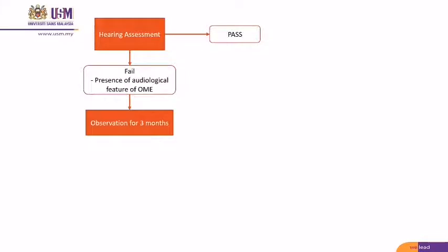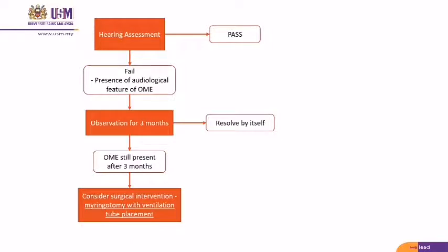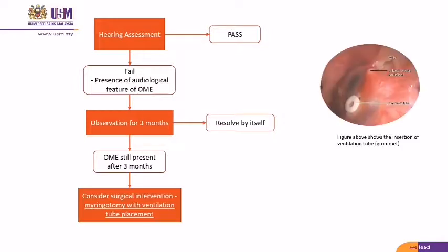If it resolves by itself, then it's fine. However, if the OME is still present after 3 months, the ENT needs to consider surgical intervention, which is myringotomy with ventilation tube placement. Myringotomy is an invasive procedure where the surgeon makes an incision in the tympanic membrane for the purpose of drainage, and ventilation tube placement is also for drainage of this episode of OME and any upcoming episodes. The ventilation tubes can stay in the tympanic membrane for about 8 to 12 months until the tympanic membrane heals itself.